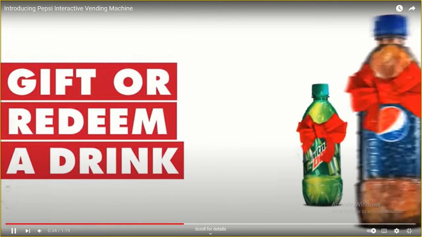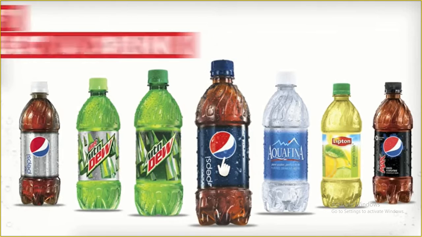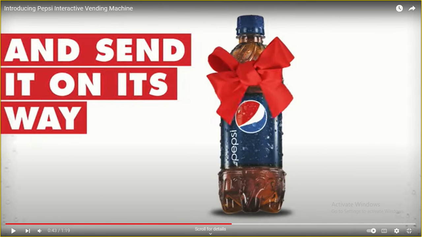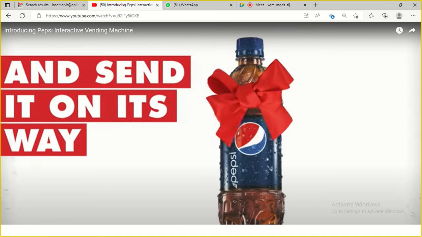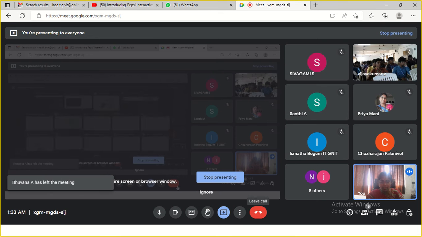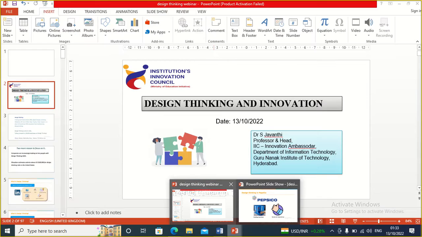You can immediately drink it, otherwise it will be gifted to you and it will be delivered to the address you enter in this vending machine. Okay, so this is the innovation proposed in this vending machine. So it is very interesting, right? So from this, I hope you can understand how this Pepsi company attracts the customers' interest.